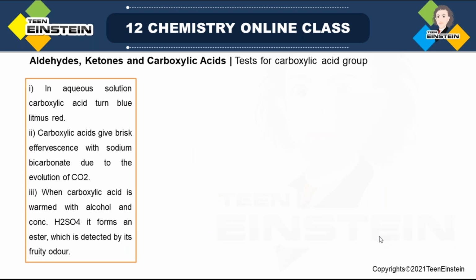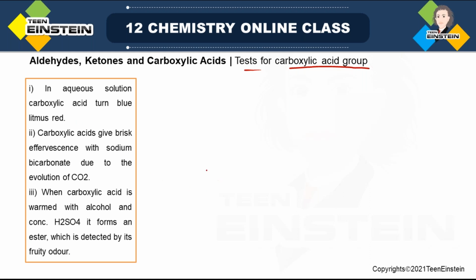Test for carboxylic acid group. That is, if you have any sample and you want to know whether there is any CO2H group present or not, these reactions you can do. Though these reactions were already discussed, I am talking about them separately under this heading: what are the tests that you can do so that you can identify whether a CO2H group is present in an unknown sample or not.